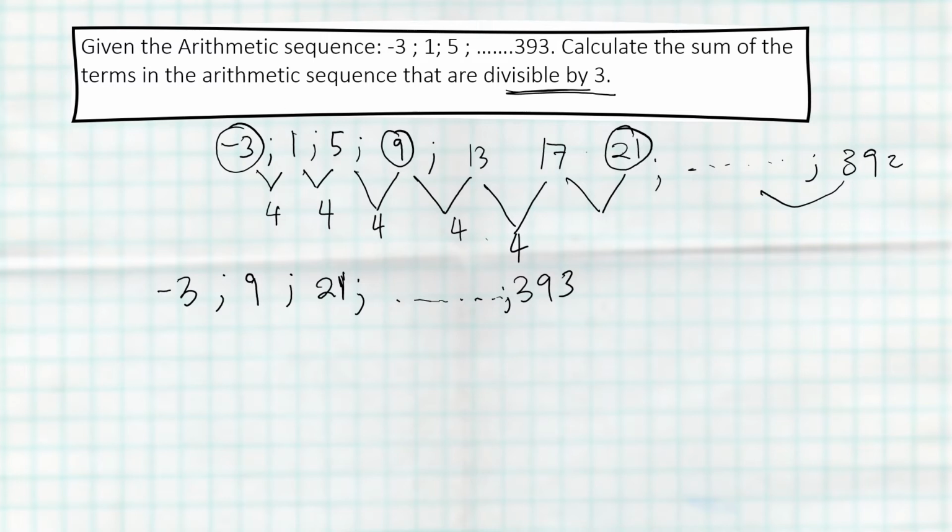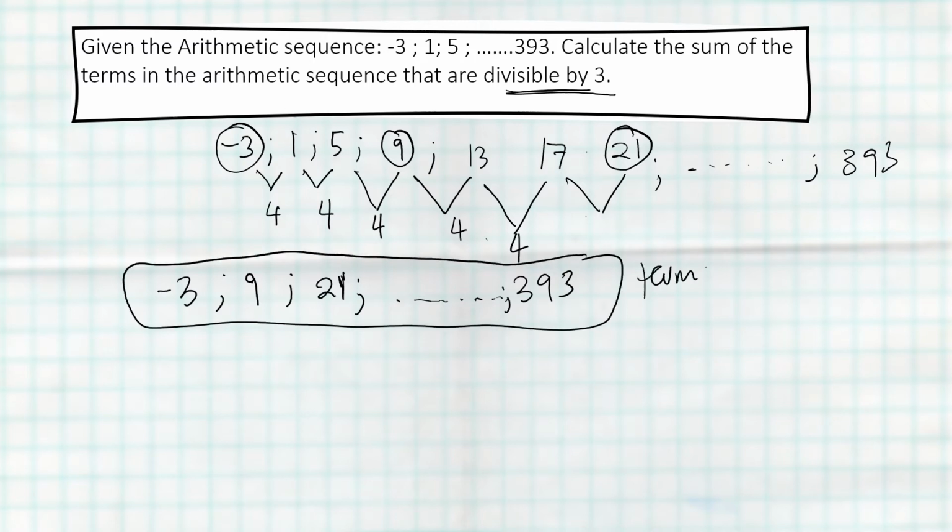How do we move backward? We subtract the common difference of 4. How do we move forward? We add the common difference of 4. So here we're just lucky: 393 is our last term, and it's divisible by 3. It's perfect. Now, after drawing out the sequence of terms that are divisible by 3, it's going to be very easy to calculate their sum, right?